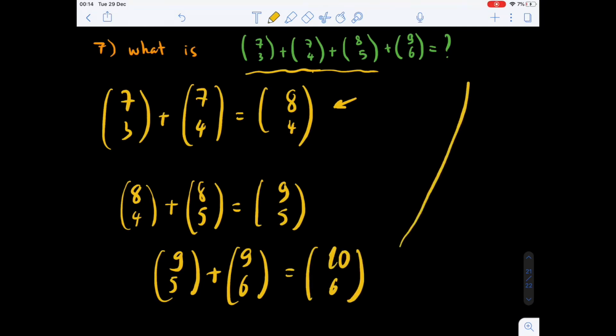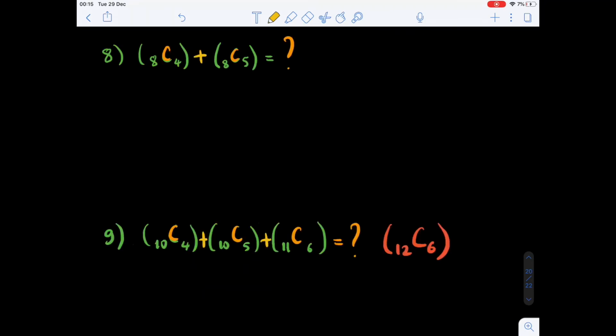The answer is what? 10 choose 6. This is the short way. We don't have to calculate all things. We just need to know the short way. And how can we understand the short way? You're going to look at the previous example.